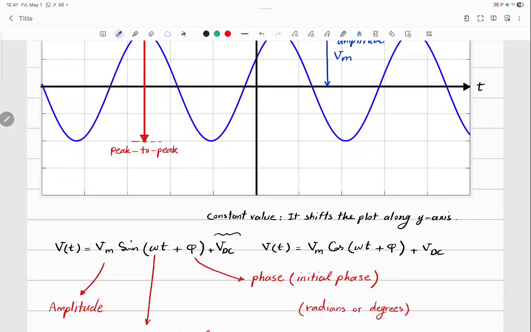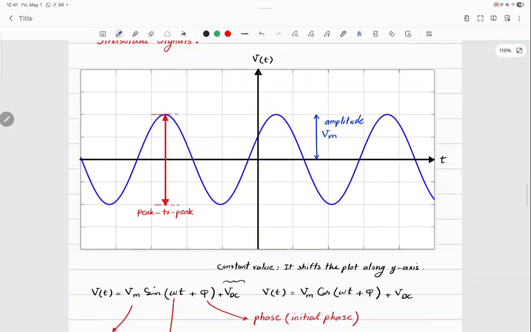So we talked about Vm, which is amplitude. We talked about VDC, which is the shift along the vertical line. We have two more things to talk about, omega and phi. First of all, very important: don't call that W. That's not W, that's omega. That's a Greek letter, okay? And phi or phi, both are fine.